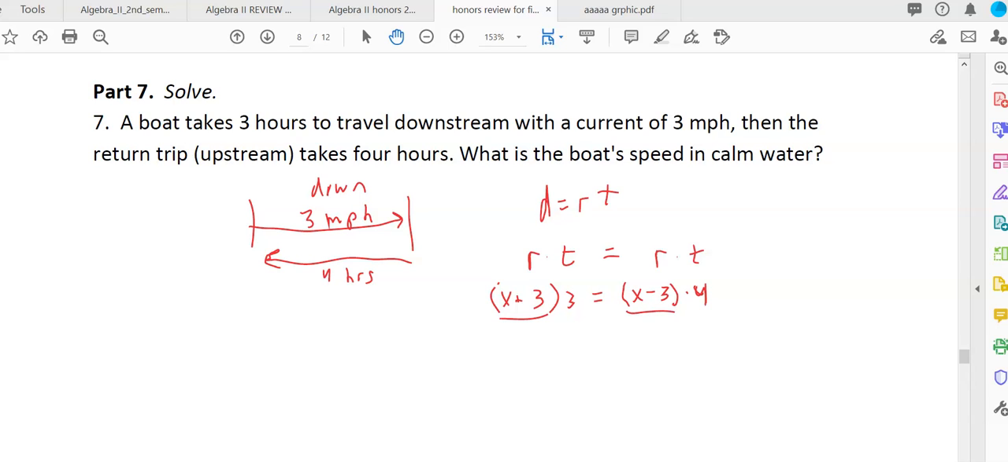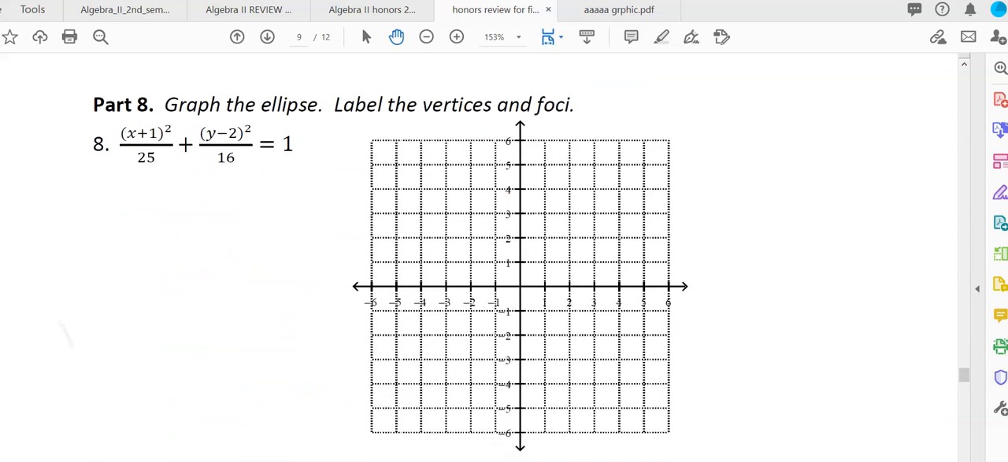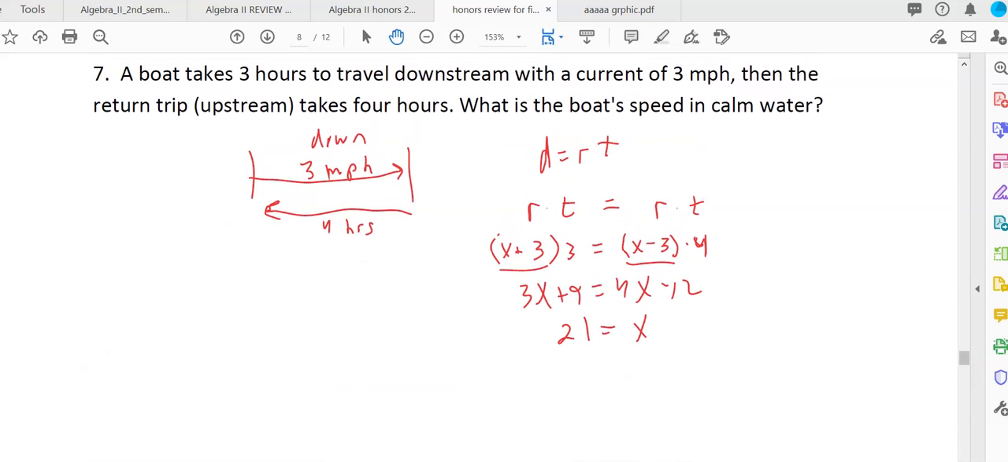Let's double check that makes sense. I think that makes sense here. So this would be 3x plus 9 equals 4x minus 12. So x equals 21. So what is the boat speed? So it's going 21 miles per hour minus or plus the current, and the boat speed is 21 miles per hour. Does that make sense? Yeah, I mean, that makes sense. That's going fast though. I guess maybe it's a speedboat. I was thinking canoe there for a second. It could be a speedboat.